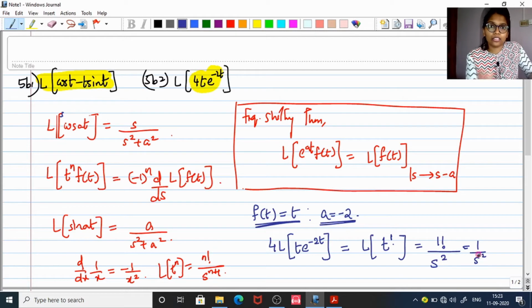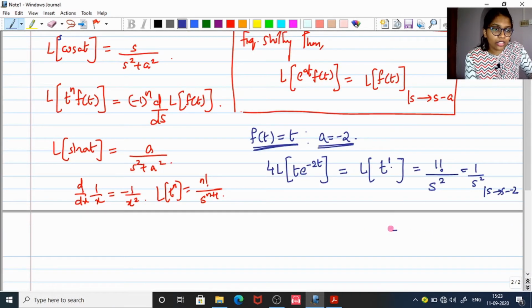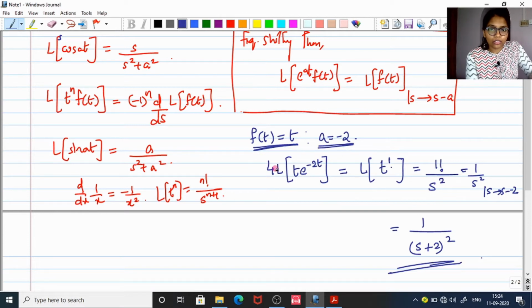But the solution is not yet ready. Now you have to replace this s with s minus a. What is our a? A is negative 2. So your answer is 1 by s minus of minus is plus, so s plus 2 the whole square. This is your answer. Oh, I forgot to put this 4. So these are all the careless mistakes you can expect. Okay, 4 by s plus 2 the whole square is your answer.